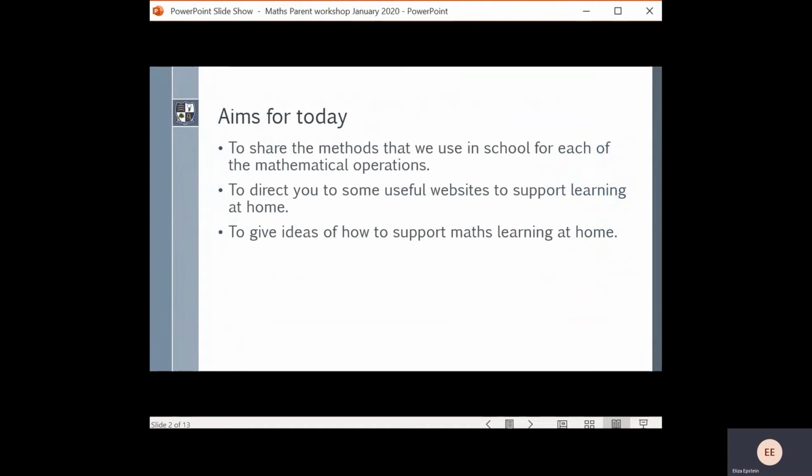Okay, so the aims for today: I want to share with you the methods that we use in school for each of the mathematical operations, which are addition, subtraction, multiplication, division. I will probably touch on missing number and fraction as well, very quickly, possibly at the end. This is a good opportunity to direct you to some useful websites which will support the children's learning at home and to give you some ideas of how to support maths learning at home yourselves.